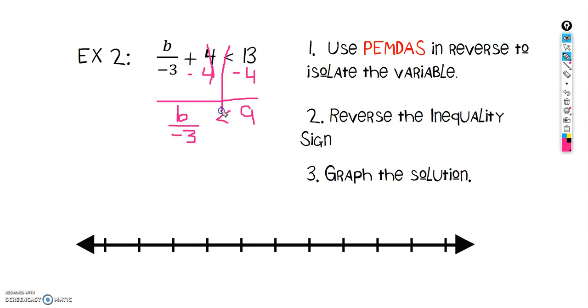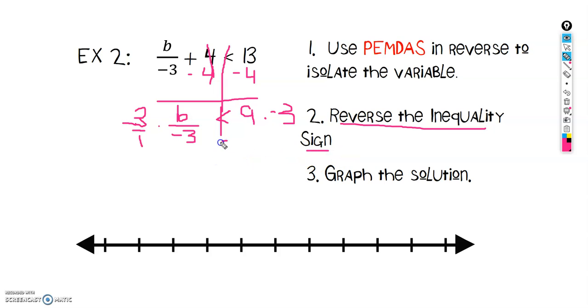Going to keep going here. Still have my wall to remind myself what I do on one side, I do on the other. I remember that if I have a b over negative 3, that's the same as negative 1/3 b, or a fraction. So I will multiply by the reciprocal, which is a negative 3 over 1. What I do on one side, I'll do on the other, times negative 3. Now I just multiplied by a negative number. When I do that, that means that I'm going to reverse the inequality sign.